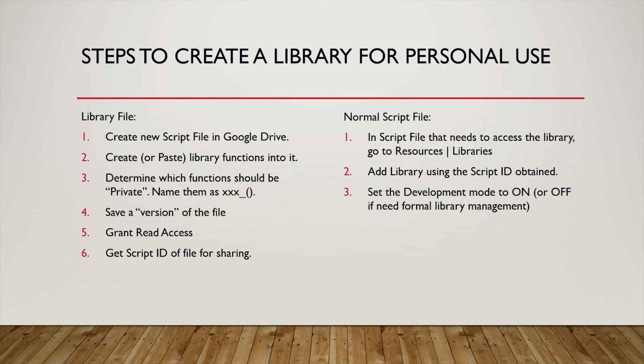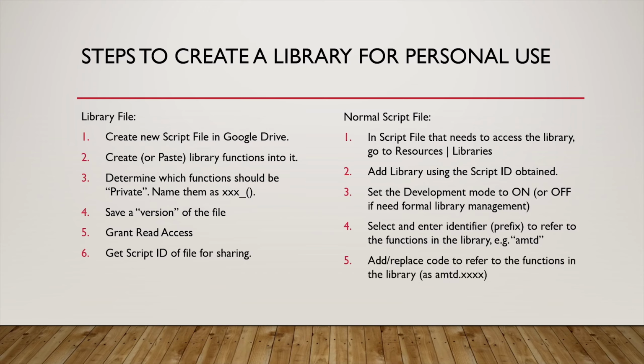properly managed. And then determine an identifier for this library, and this will be like a prefix that you add to other normal library calls within Google Scripts. And so, for example, you can put an AMTD. And finally, within the script file, add or replace code that will be referring to these functions, and you would refer to them as AMTD dot the function name. All right.